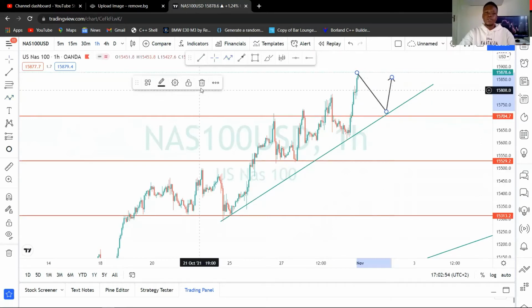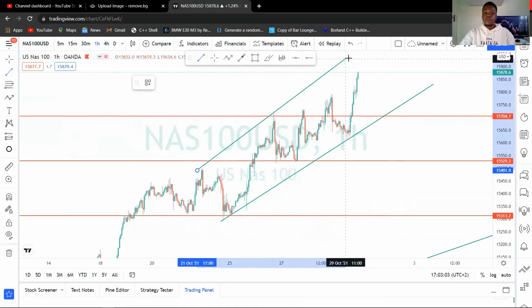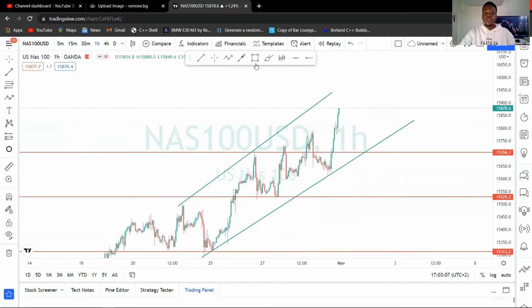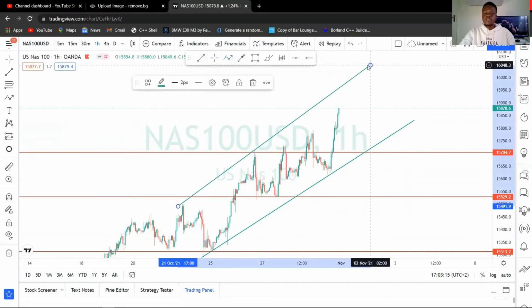Where there's support, there's resistance. So this is what we're going to mark here. We're having some kind of a resistance trend line somewhere around here. We know that Nas100 right now is traveling to come and respect this point. So let's just make this like this.